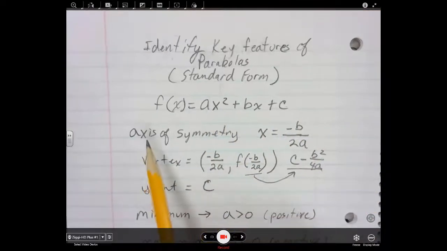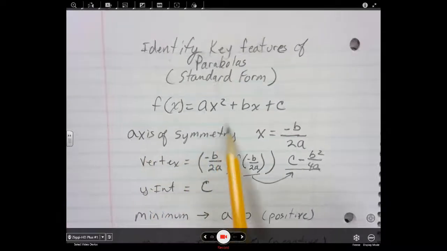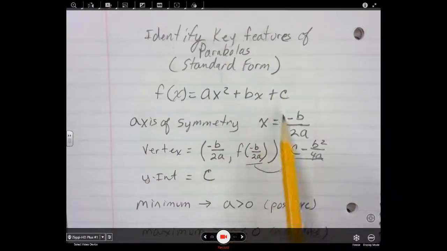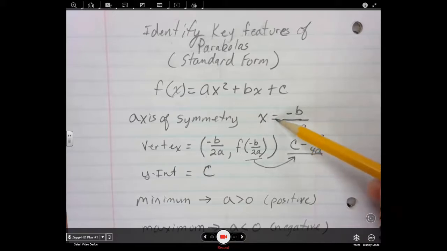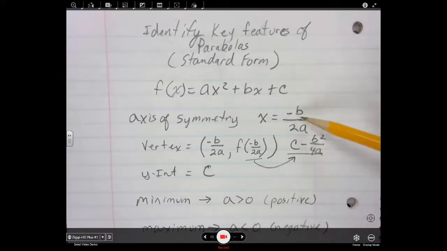And the first thing we're going to be able to find is the axis of symmetry. Now from this standard form, your axis of symmetry is x equals, because it's a vertical line, the opposite of b, so the opposite of this number here, divided by 2 times the a value, which is this leading coefficient. And this should look familiar because this is actually part of the quadratic formula.